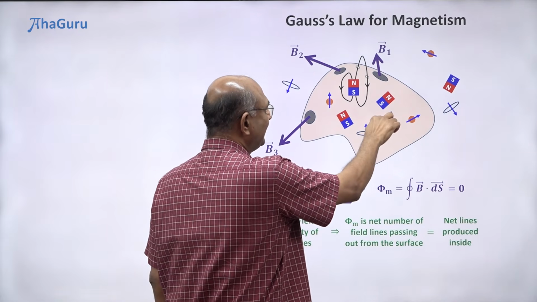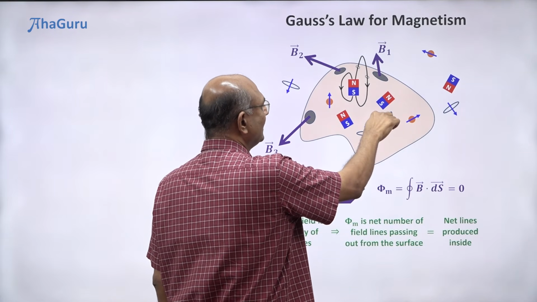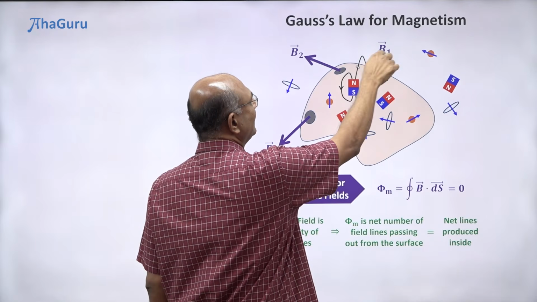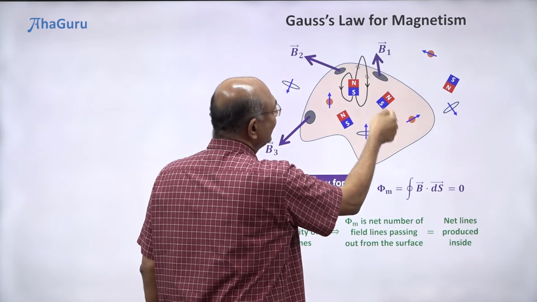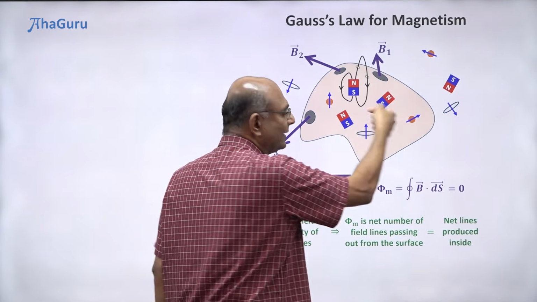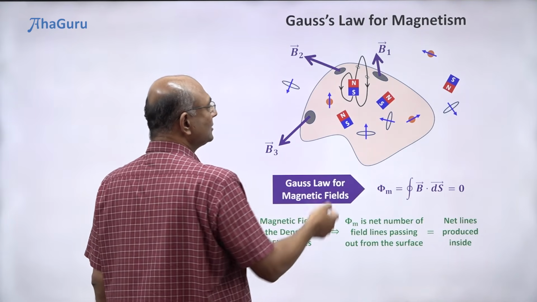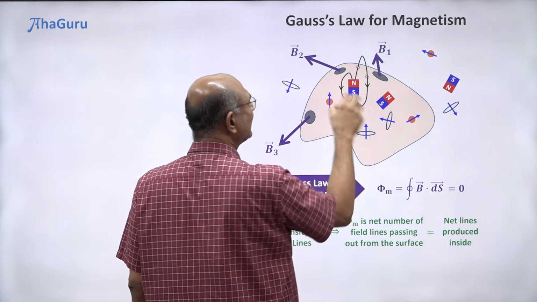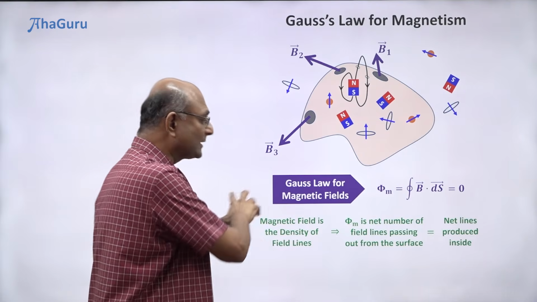You can argue the same here for a loop, right? The line that started this way can go out, but then it has to come back in. So at one point it will be going out and at one point it will be coming in. So there is no net lines produced inside. So that is hopefully clear.